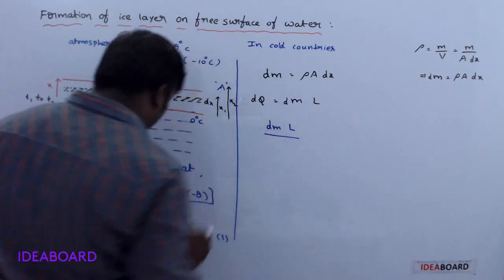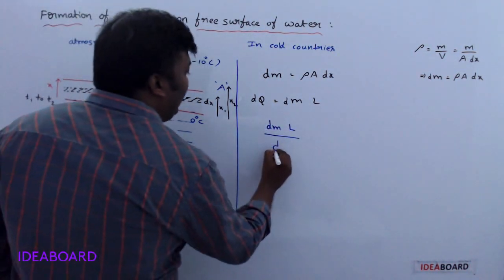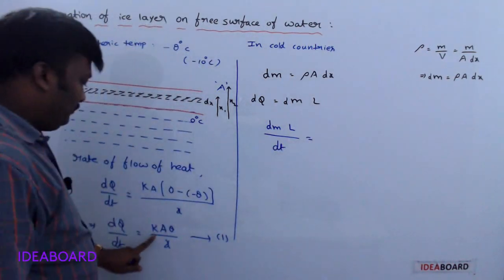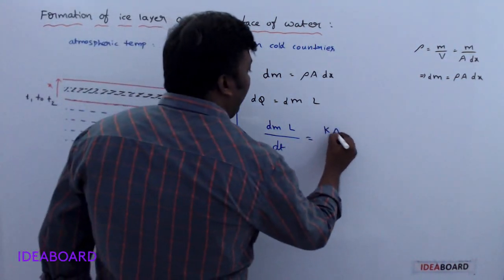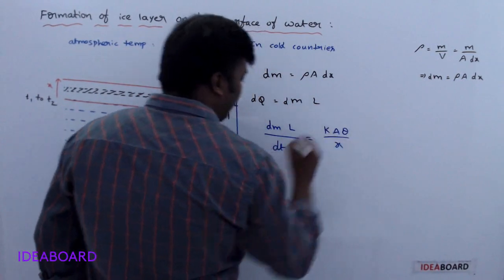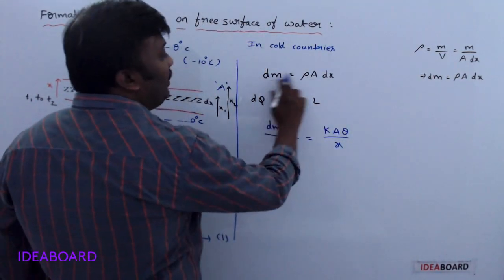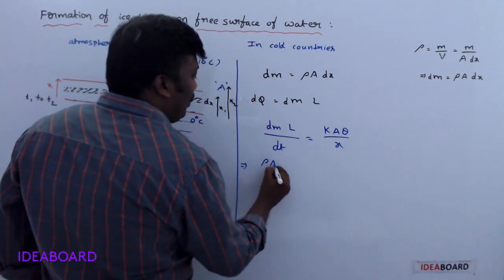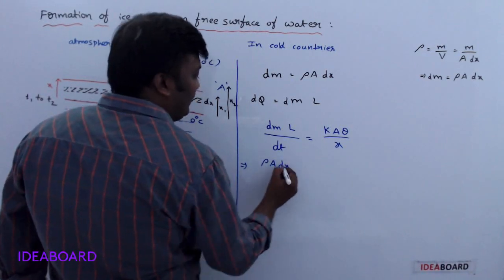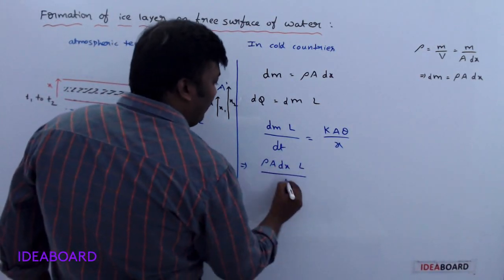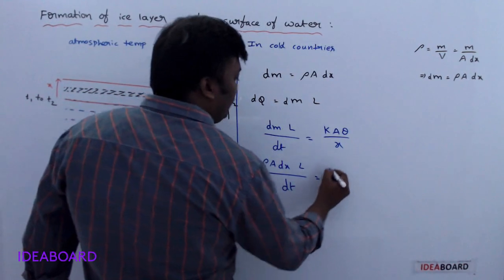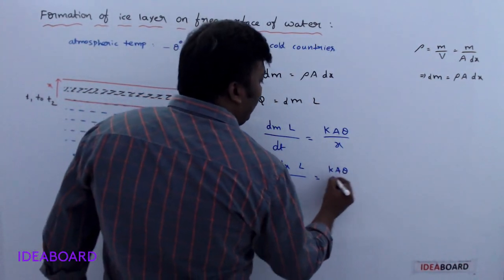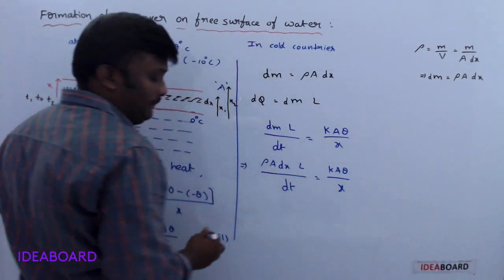dm into L by dt is equal to KAθ by x. What is the value of dm? ρ A dx into L by dt is equal to KAθ by x.